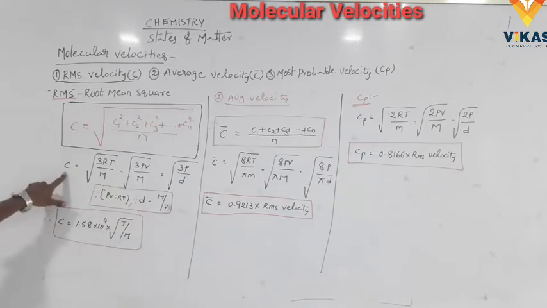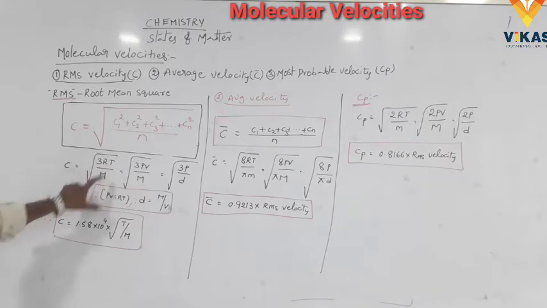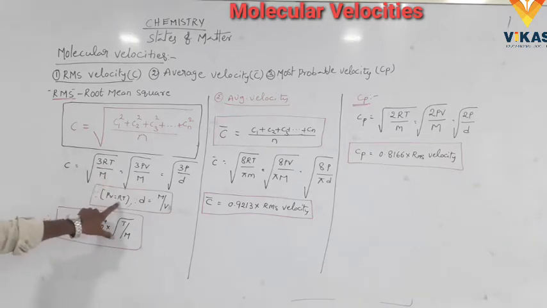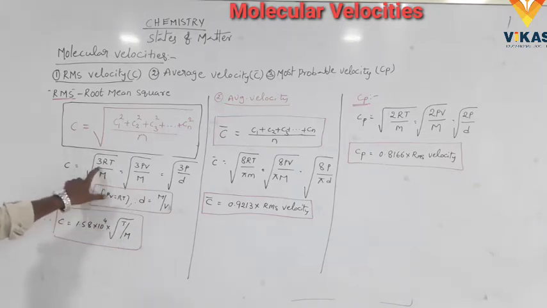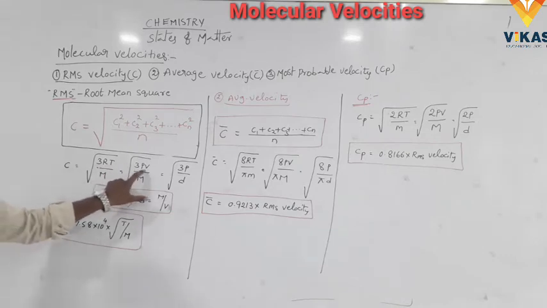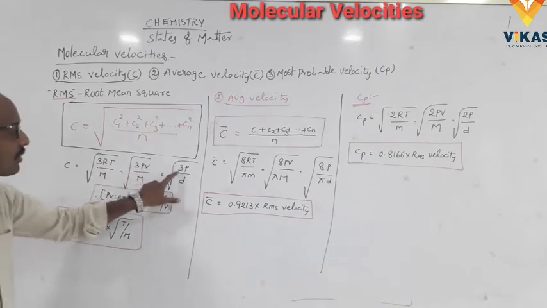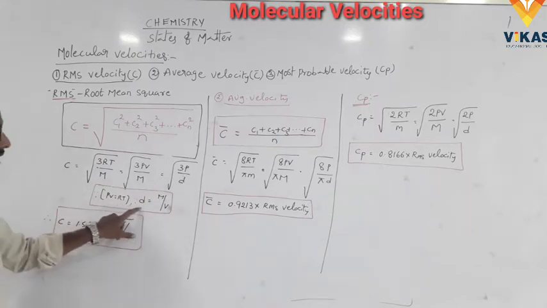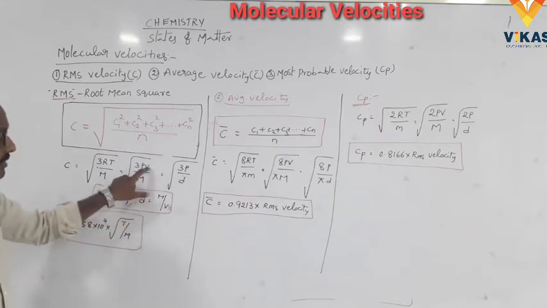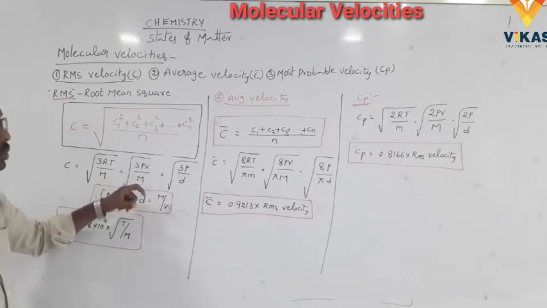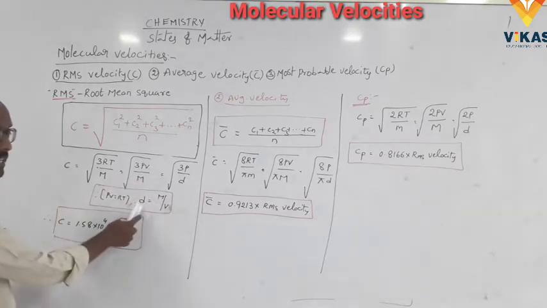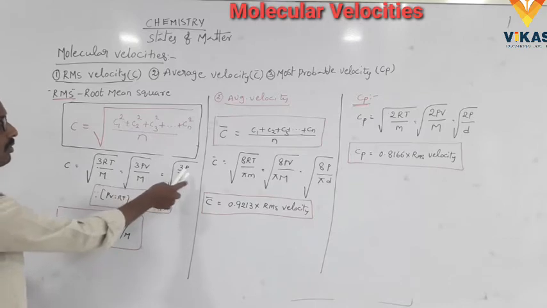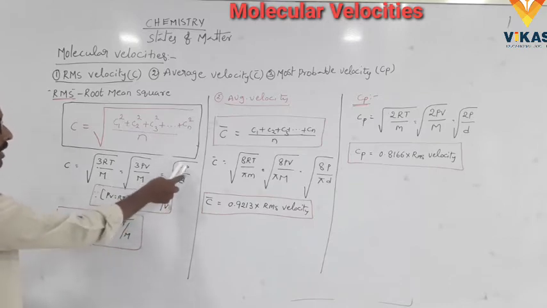Finally, we write C is equal to the square root of 3RT by m. Here RT is equal to PV. PV is equal to RT is the ideal gas equation, n is equal to 1. So 3RT by m is equal to the square root of 3PV by m. Finally, we get the square root of 3PV by d. So PV is equal to RT and density is mass by volume. Volume by mass is equal to 1 by d, since mass by volume is the density. So the square root of 3P by d.